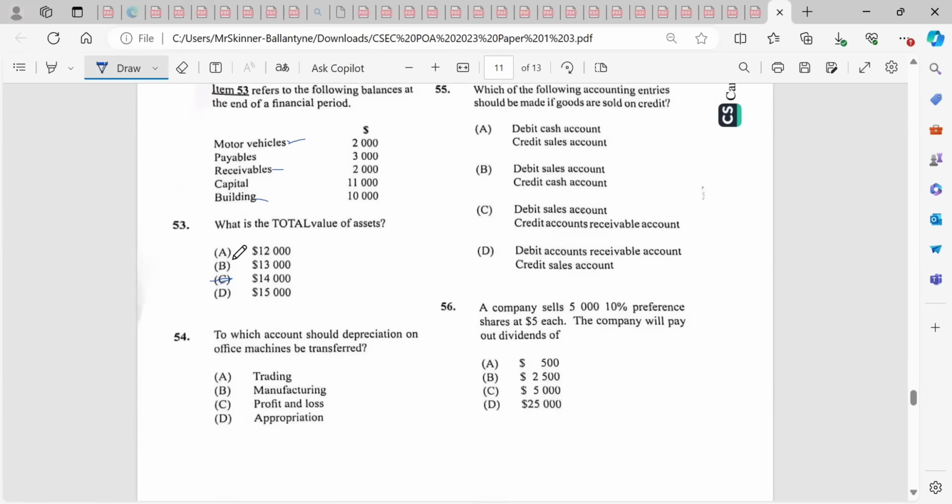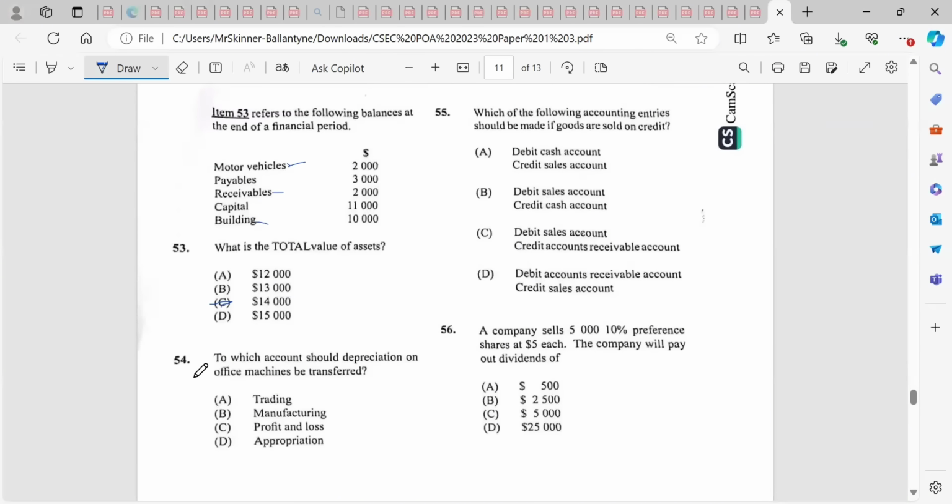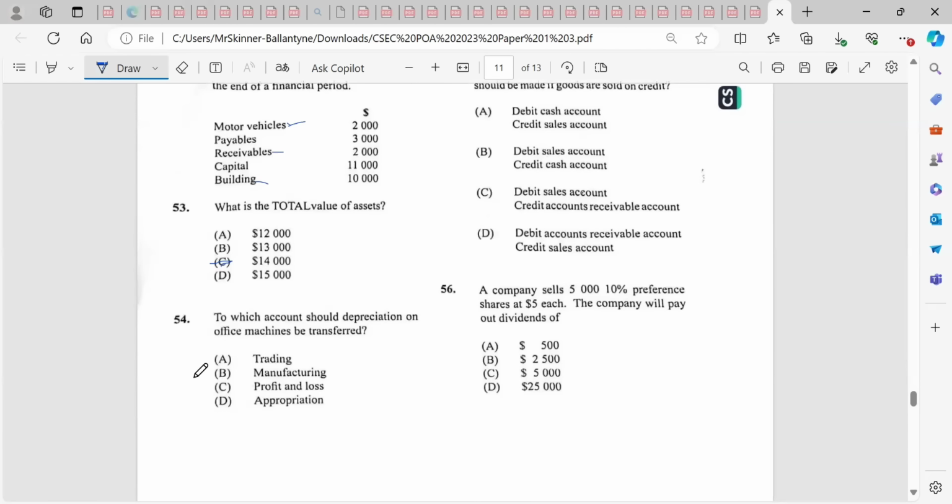54. To which account should depreciation on office machines be transferred? Depreciation is an expense. Expenses are located in the profit and loss section of the income statement. From sales to gross profit, that's the trading account. Gross profit and net profit, that's the profit and loss account, and expenses are located there. So the answer is C.